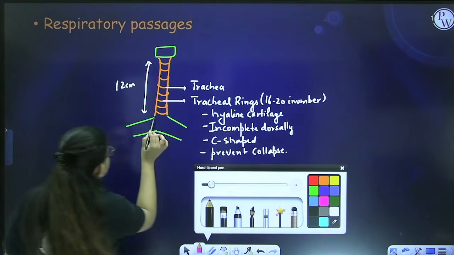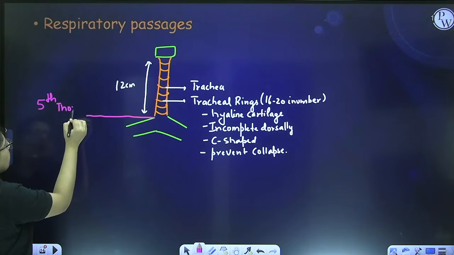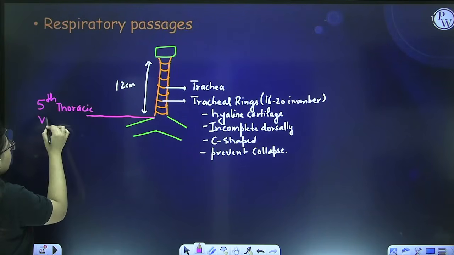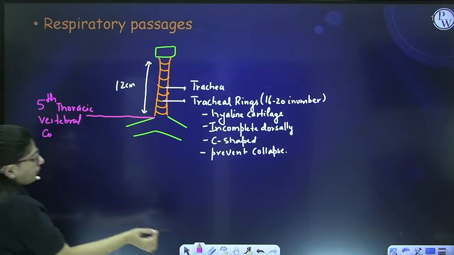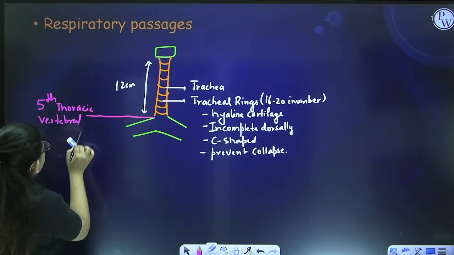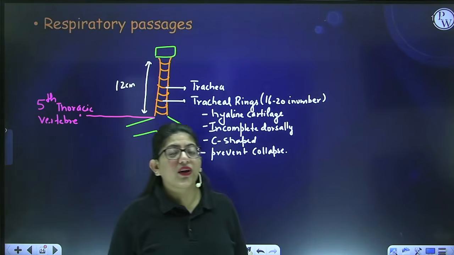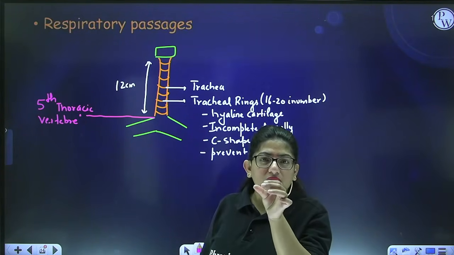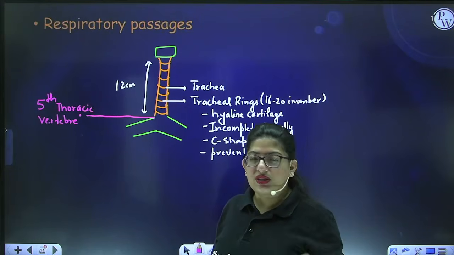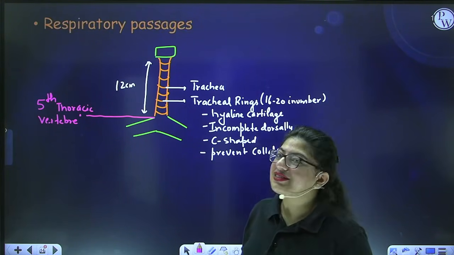This trachea at the fifth thoracic vertebra will divide into bronchi. Imagine this is the place where your fifth thoracic vertebra is present. What is a thoracic vertebra, guys? Have you heard of the vertebral column? Your backbone? The vertebral column is made up of small bones, and these bones are known as vertebrae. The ones present in the thorax region you call thoracic vertebrae.